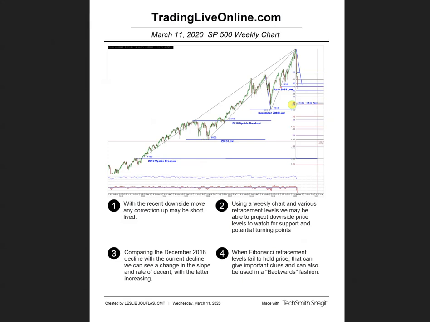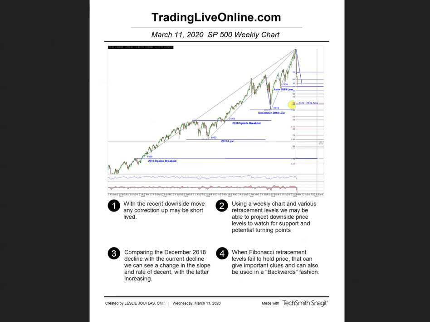Of course, everybody I'm sure that's watching this video would know that we've had a very sharp move to the downside recently, and all of the indexes. We're going to take a look at some of the retracement levels that we might be able to use to project some downside price levels to watch for support and maybe even some potential turning points.